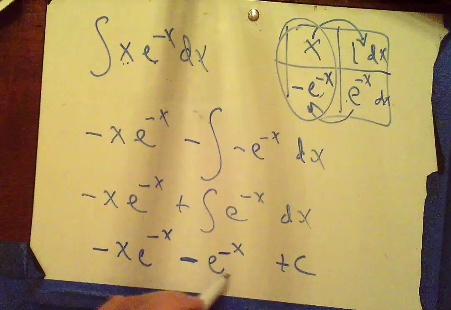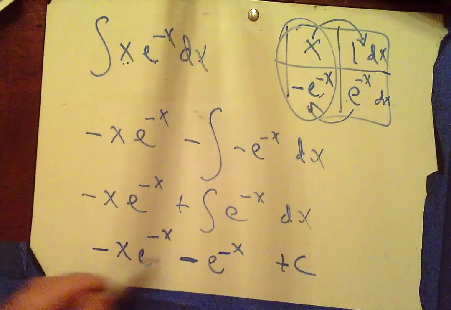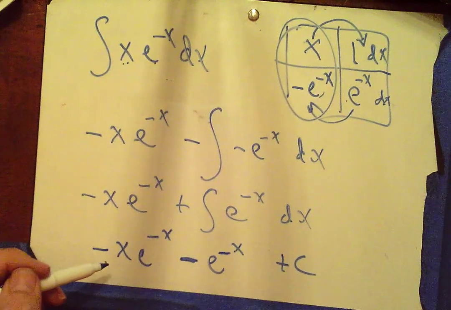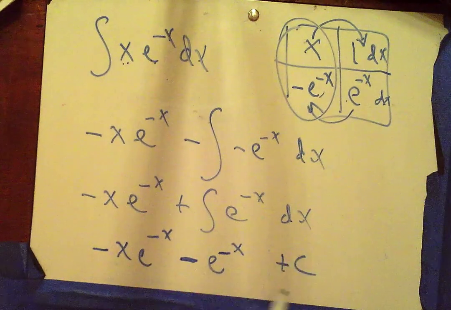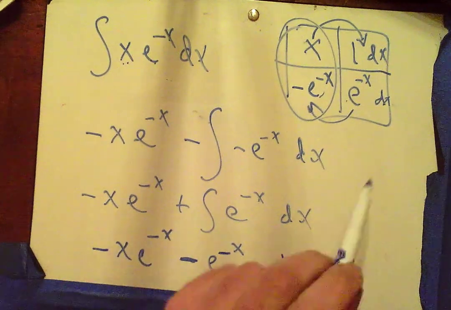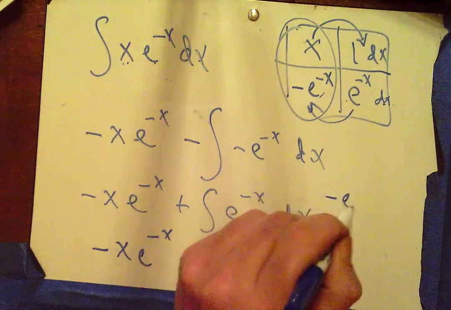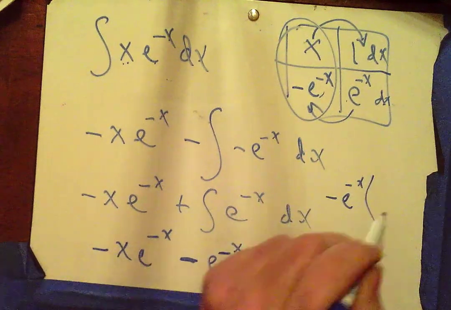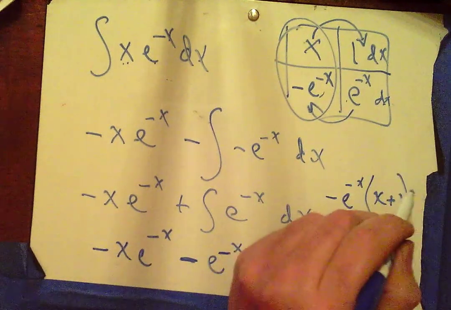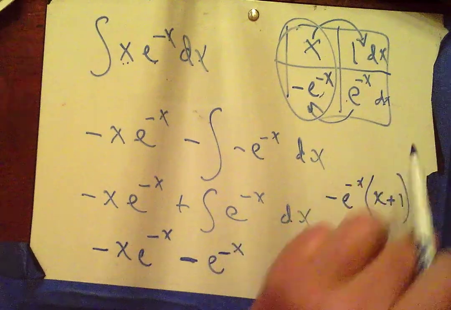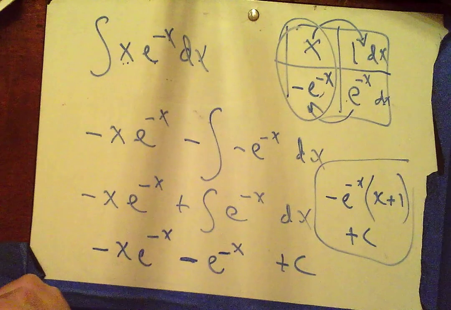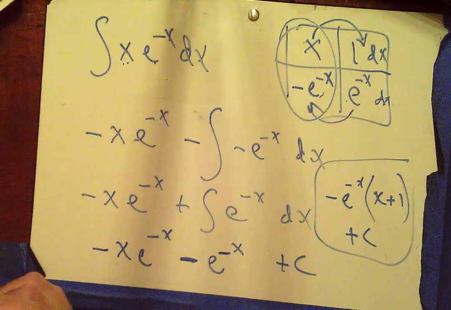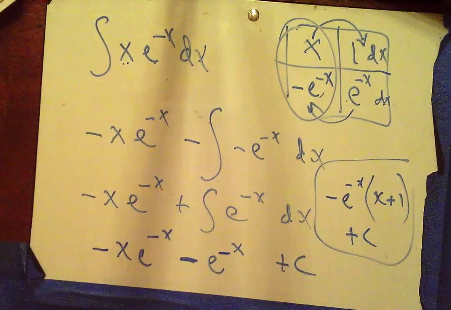Yes, you could factor out an e to the minus x. In fact, you could factor negative e to the minus x out here. And that may be actually something to do, but I can't do it here. So I would have to write this as negative e to the minus x, x plus 1, plus c. That's my tidier form. Yeah, I wonder if we'll be setting integrals equal to 0.